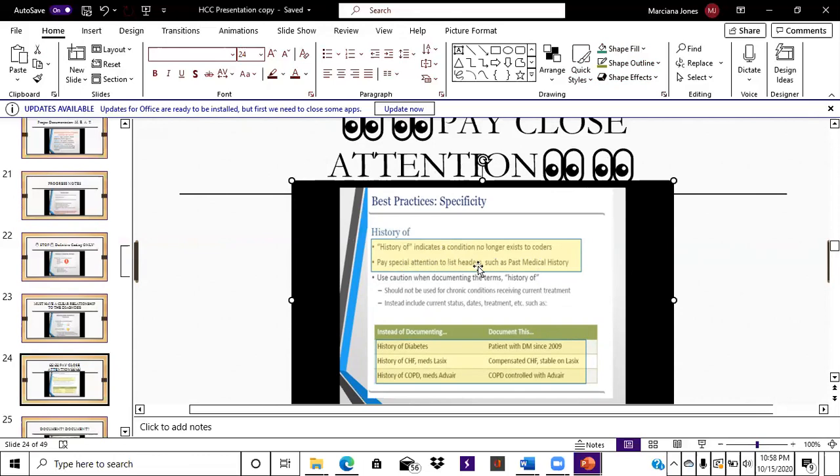Pay close attention to list headers such as past medical history. Use caution when documenting the term history of. It should not be used for chronic conditions receiving current treatment, because if it's a current condition receiving current treatment, you can't say it's a history of, since it's still there. Instead include current status, dates, treatment, etc. So instead of documenting history of diabetes, write patient with diabetes since 2019. It's just the best practice when it comes to documentation.